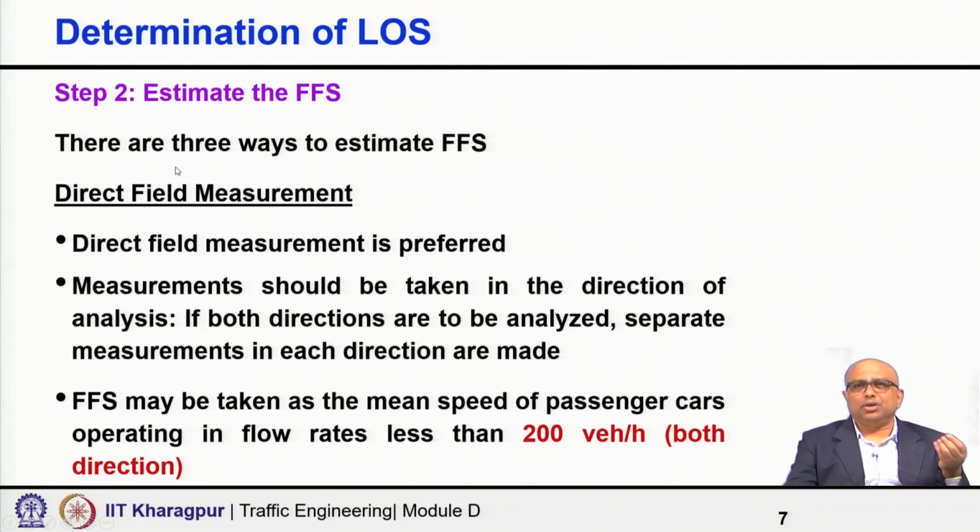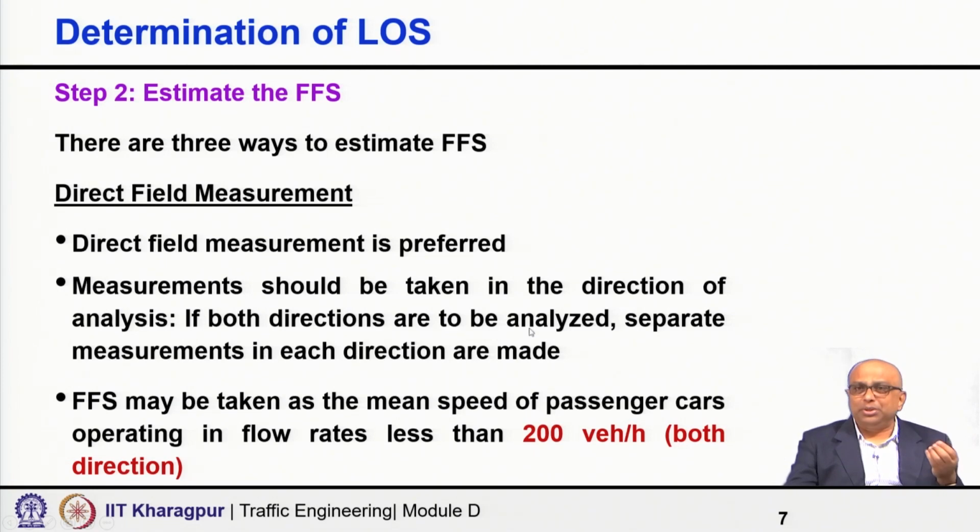The next step, the very next step, is basically estimation of free flow speed. There are three ways the free flow speed can be obtained. One, and the most desirable one, is to get it from direct field measurement. So, this is the most preferred one, you simply go to the field and directly measure it.